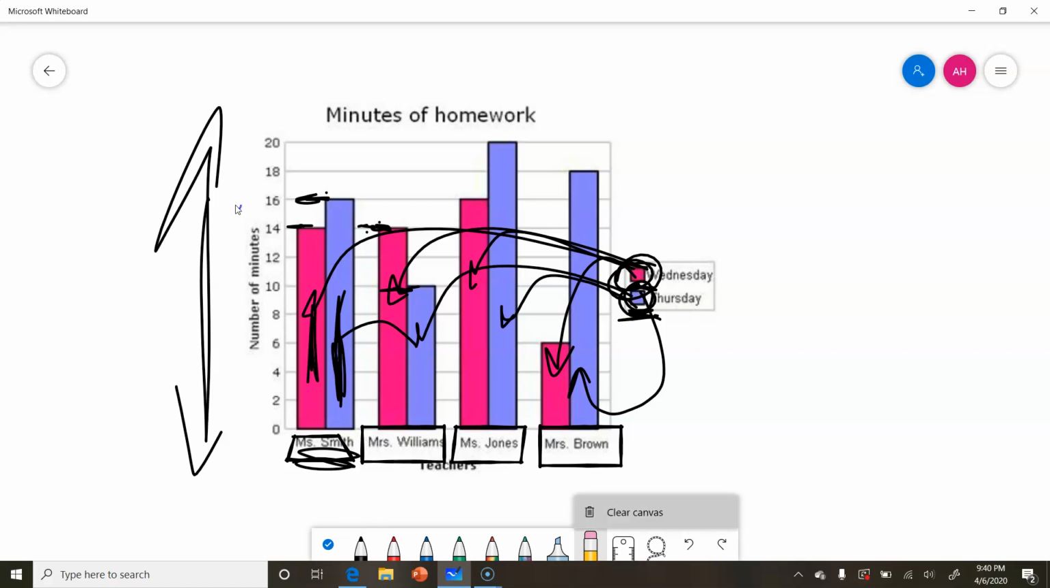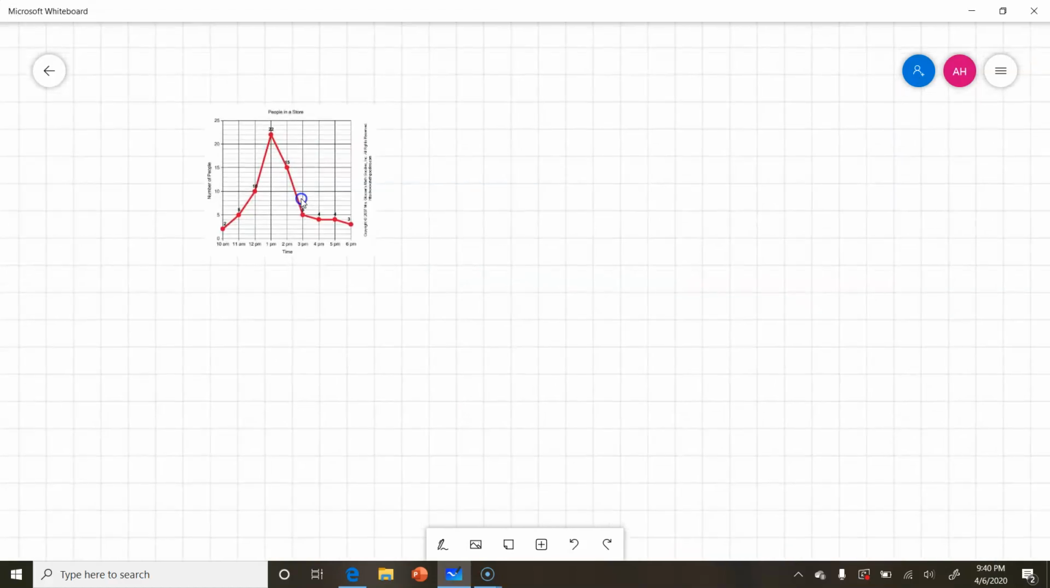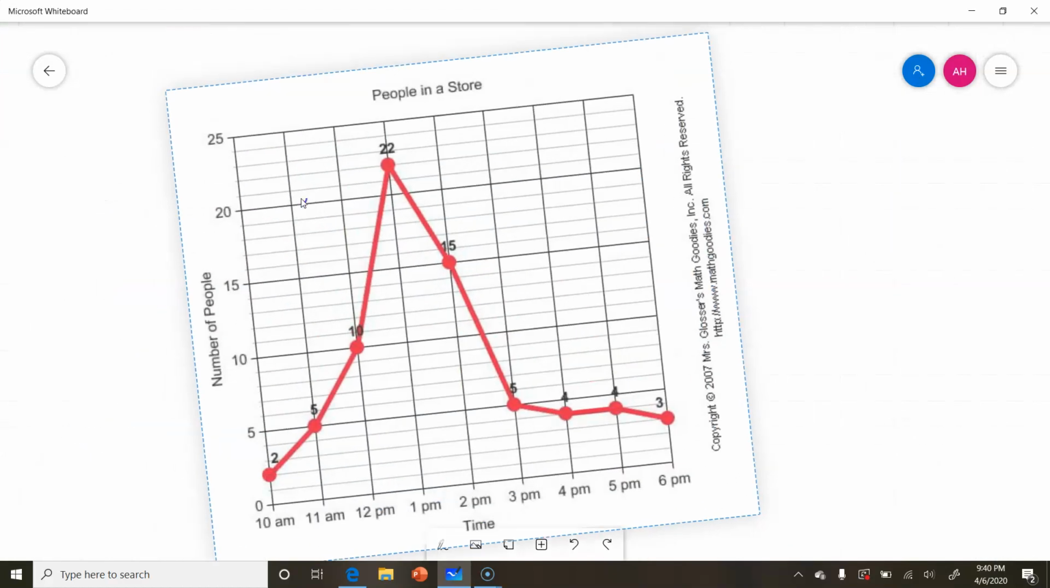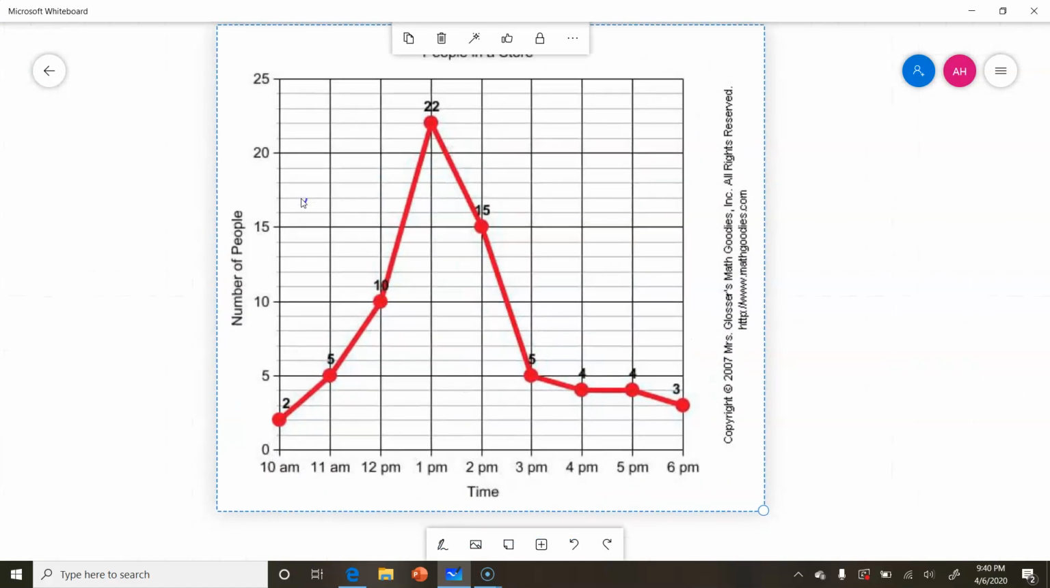Not hard to tell. Now, last type of chart that we're going to look at here is the line graph. So I'm going to bring the line graph back. Here's our favorite little line graph. So this one, like I said, deals more with time. Okay, so this is the people in a store and what time they're there.